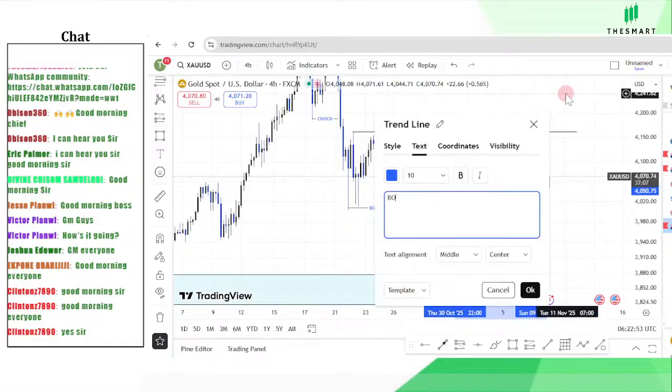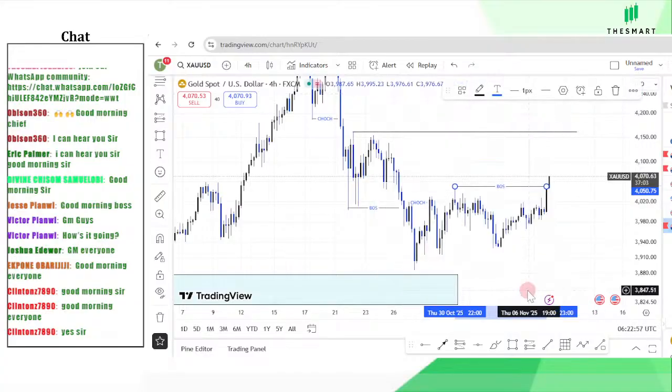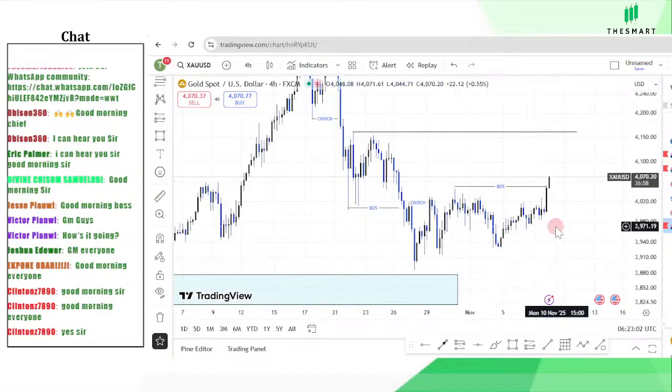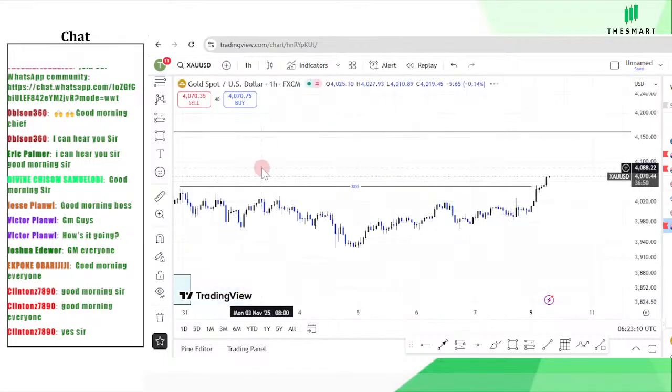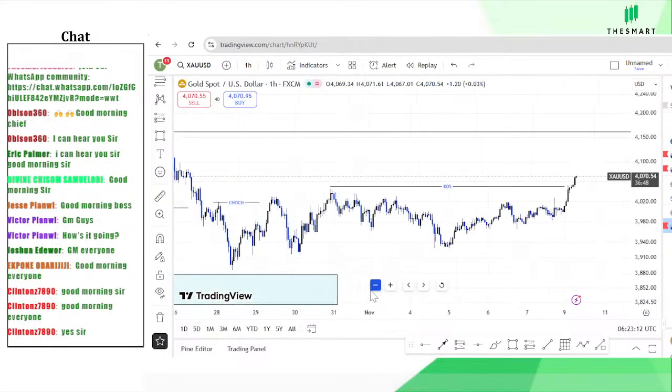So if price has given us a break of structure, we have to go down to the 1 hour to look for entry confirmation to actually take this price all the way to this supply level here. Let's step down to 1 hour. Let's see what we have on 1 hour.